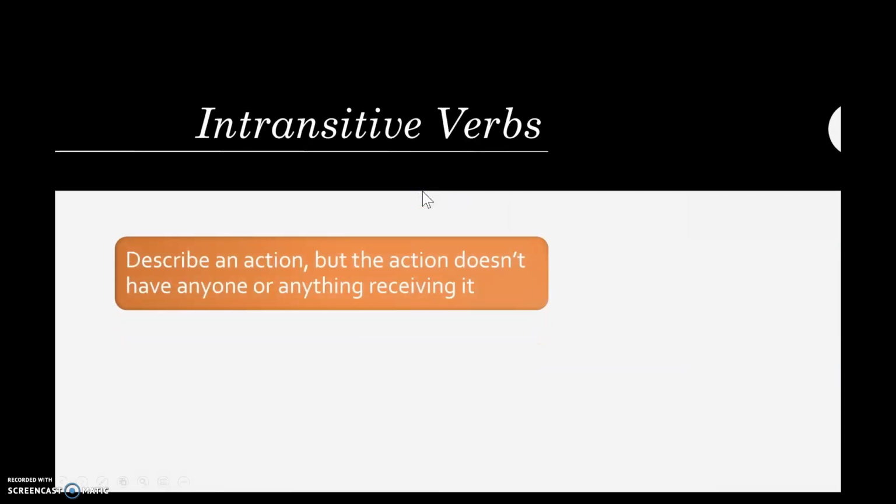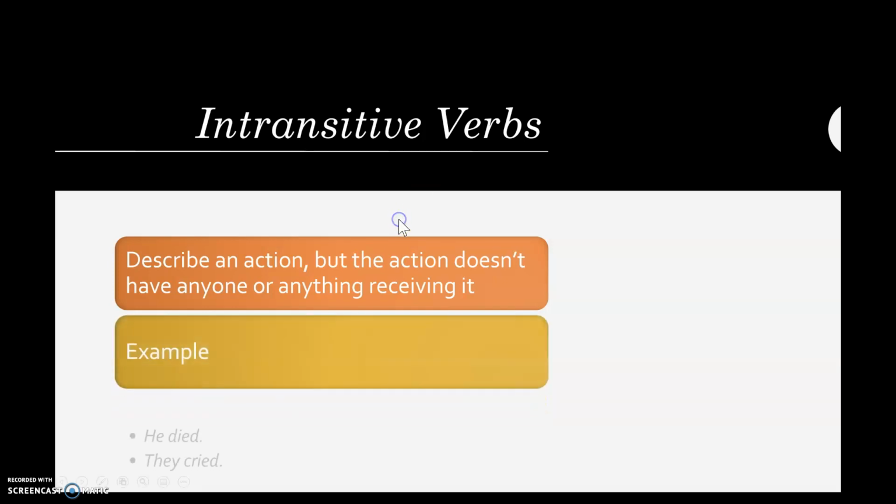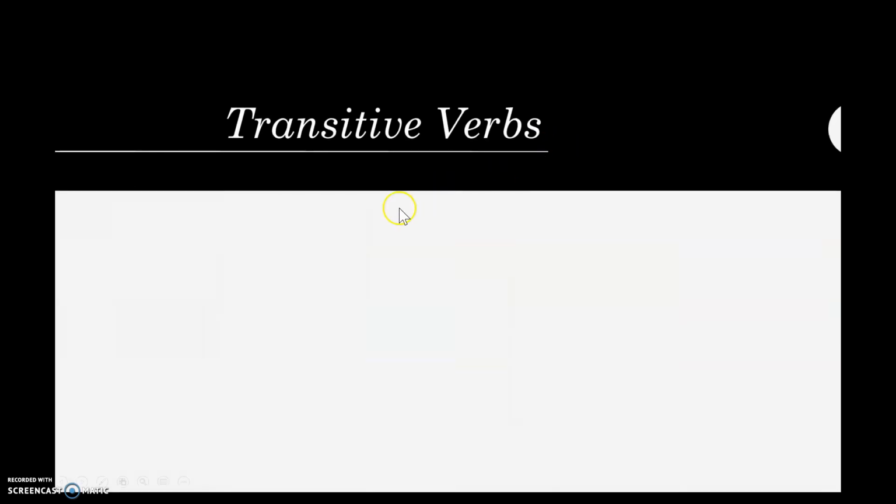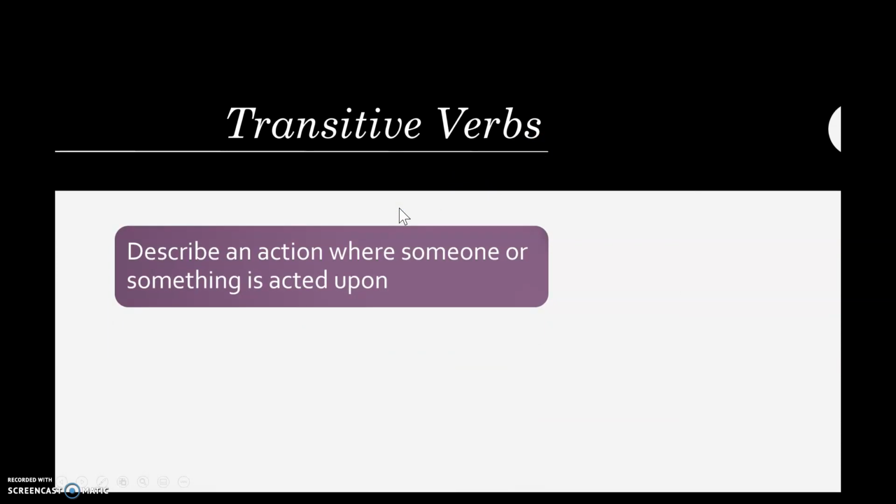Intransitive verbs describe an action, but the action doesn't have anyone or anything receiving. And I was confusing linking and intransitive earlier. I'm sorry. So, example, he died. They cried. Well, he just died. There wasn't anything after that. They cried. They didn't cry at someone or to someone. They were just crying. So there's nothing receiving. There's no direct object.